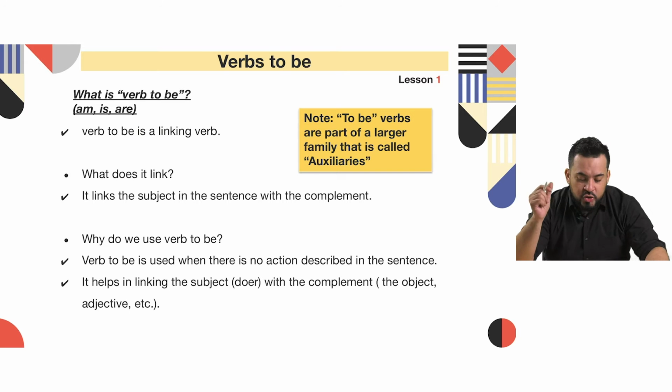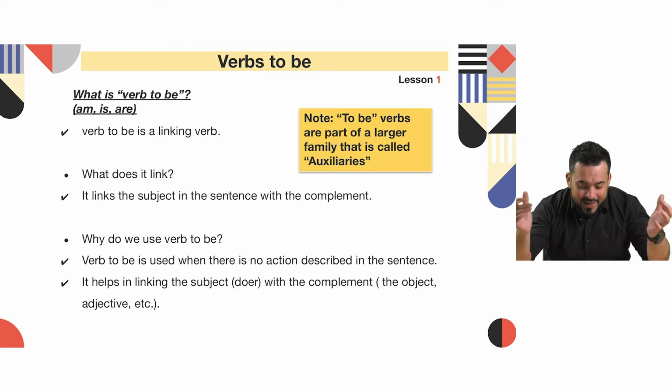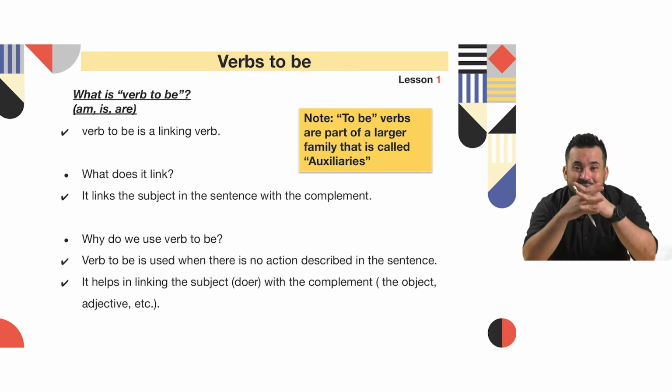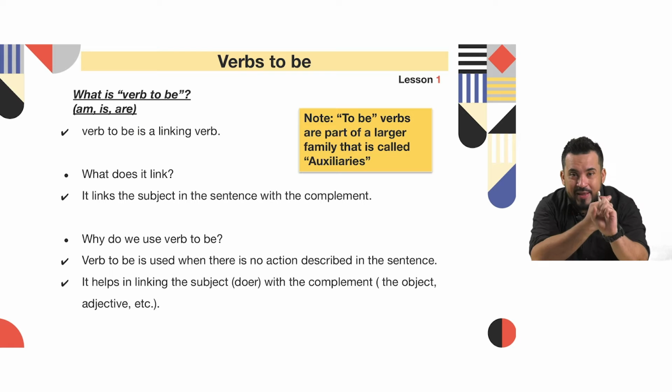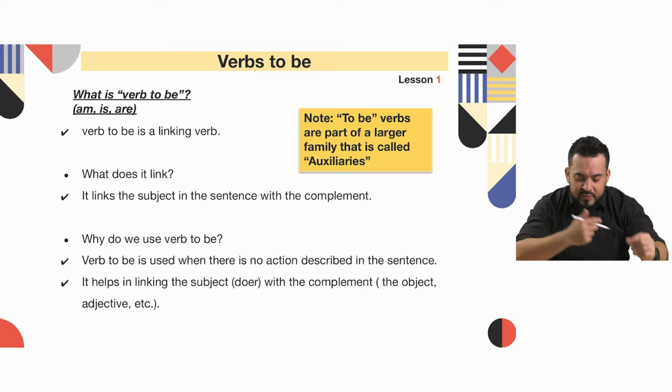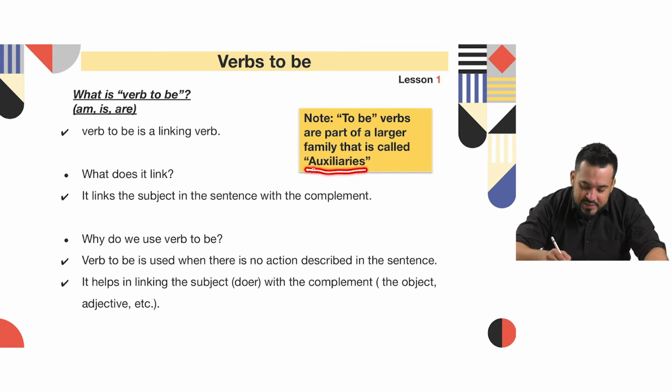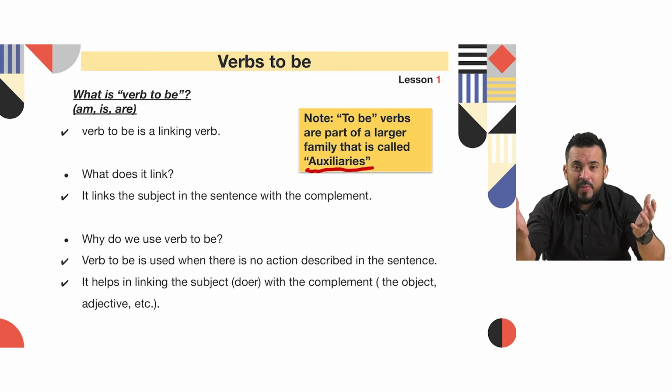Let's move on to verb to be. Verb to be is basically a linking verb. It's used to link the sentence. Verb to be is part of a larger family that is called the auxiliaries. What are the auxiliaries? The auxiliaries are all helping verbs. Today, we will only talk about verb to be, which is the first family in the auxiliary.